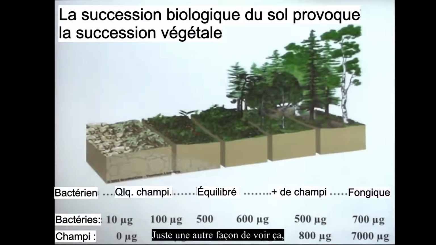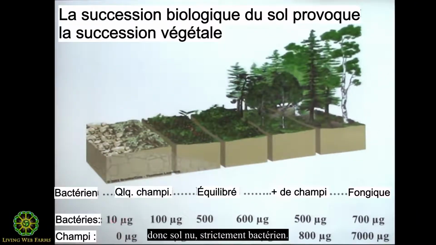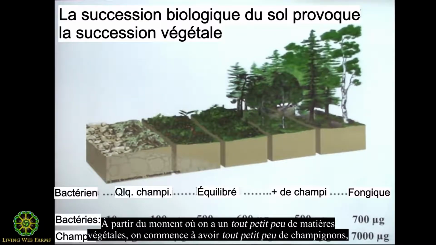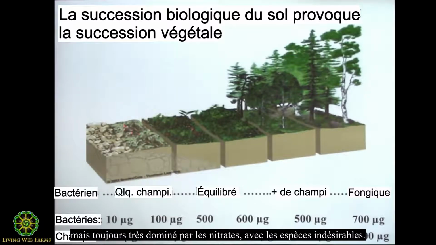Just a different way to look at this, maybe make it easier for people to understand it, where I'm actually giving you values for your bacteria and for your fungi per gram. So bare soil, strictly bacterial. Nitrate, the only form of nitrogen. When we start getting a little bit of plant material in there, we're going to get a little bit of fungi coming along. But still very nitrate dominated, weedy species.